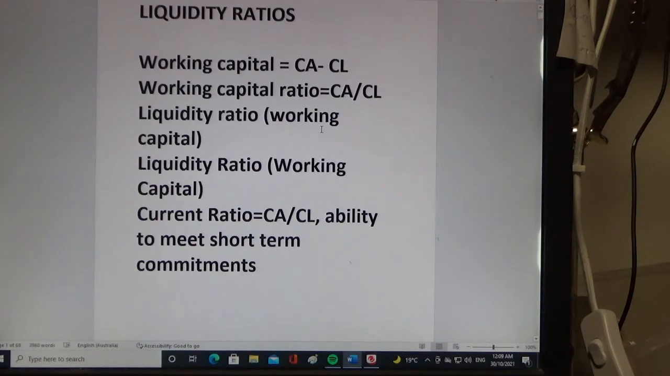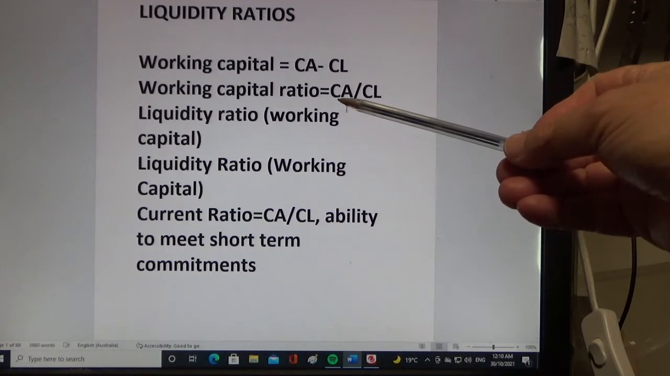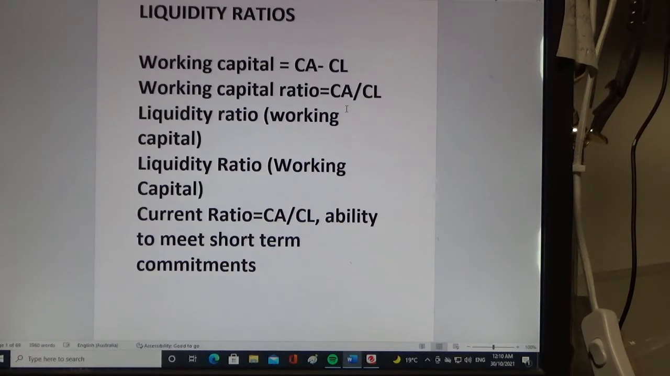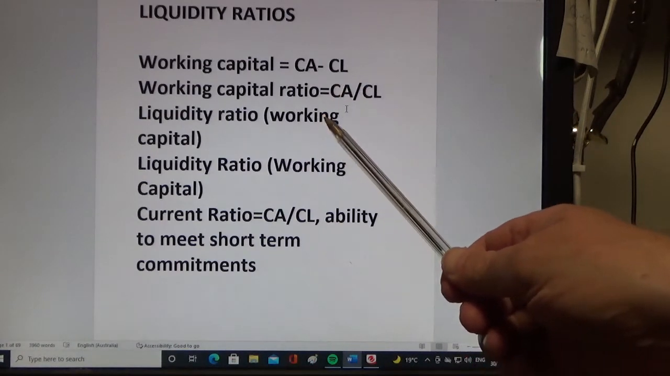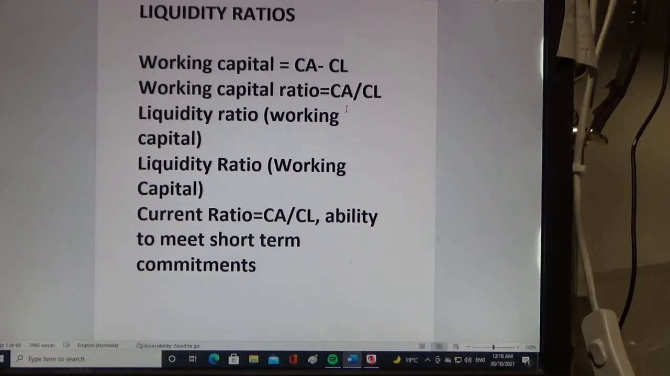The working capital ratio is current assets divided by current liabilities. Okay, it's a liquidity ratio. It means how much current assets, assets on call within 12 months, such as cash and accounts receivable, can be called upon if necessary to settle short-term liabilities, being your current liabilities.